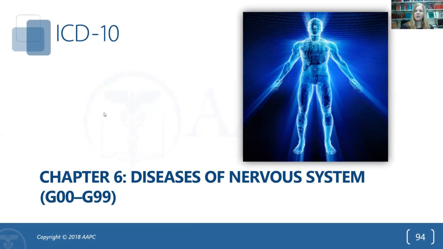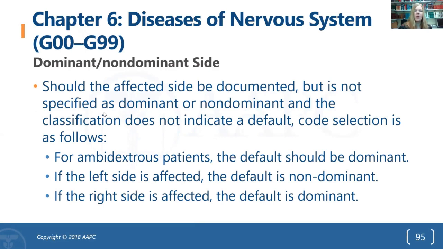Chapter 6 contains the codes for diseases of the nervous system and are coded with the range of G00 through G99. There's not a lot of guidelines in this chapter. The codes for some conditions contain laterality, but even when the code does not include it, the documentation is still important for the code selection.